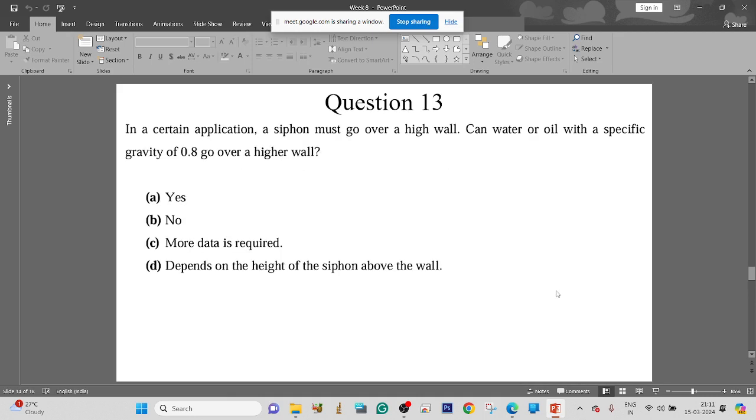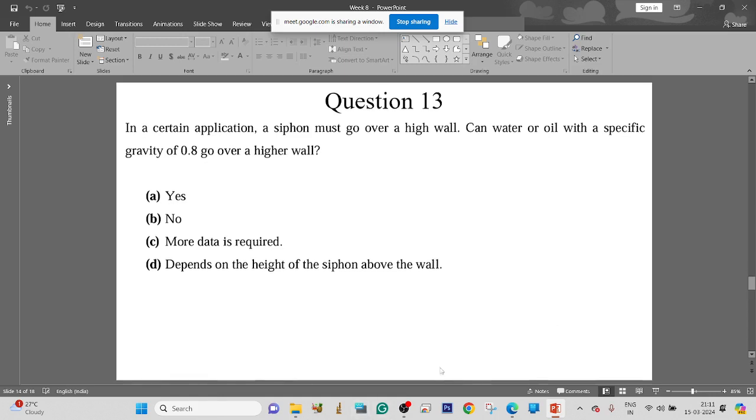In a certain application, a siphon must go over a high wall. Can water or oil with a specific gravity of 0.8 go over a high wall? Obviously, the siphon can be used over a higher wall as long as the free surface where the siphon is discharging is below the free surface of the liquid. And also the height of the wall should not be high enough that the pressure of the liquid becomes less than the vapor pressure at a given temperature, in order to avoid cavitation, obviously. So this will be option A. Next question.